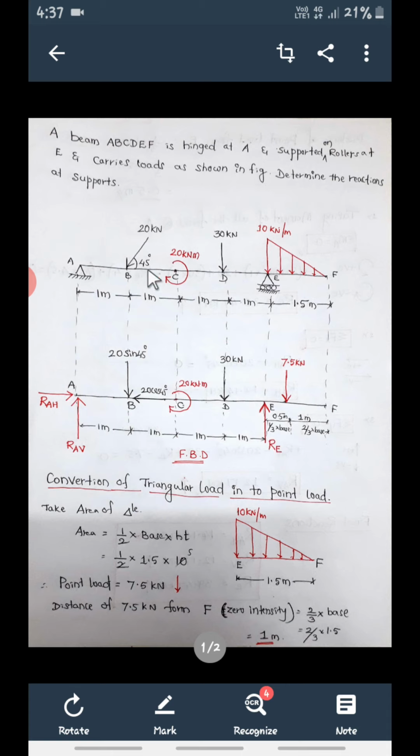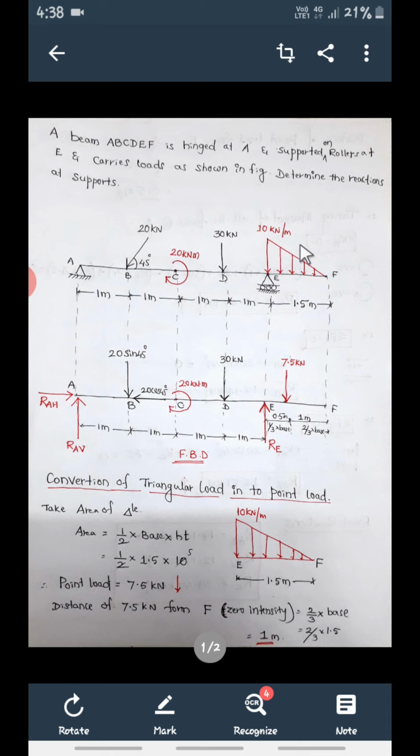Then, as usual, this is the inclined load. We can resolve this into vertical and horizontal components. The vertical component is 20 sine 45 and the horizontal component is 20 cos 45. Then there is a moment or a couple. This is a clockwise moment, that is 20 kilonewton meter. Then this is a point load as it is, and this is the reaction RE, because this is a roller support. There will be one reaction, RE.